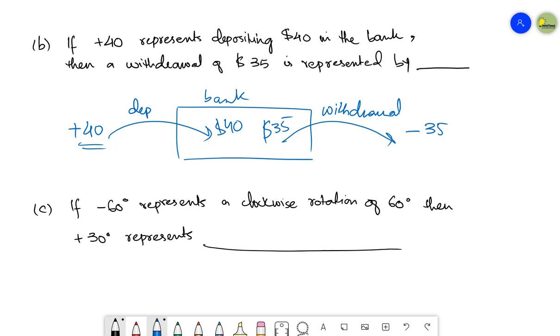Minus 35. Why 35? Because 35 is the amount that is going out of your bank. So it will be represented by minus 35. So what is to be written over here? I need to write minus 35 in this blank. So I hope this is clear to you.